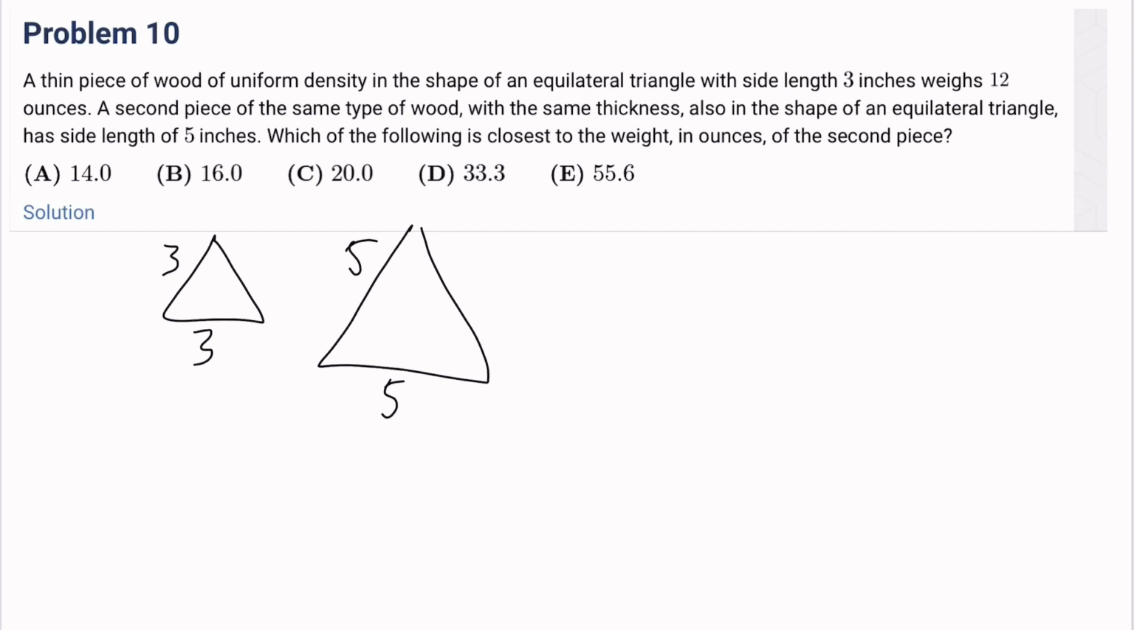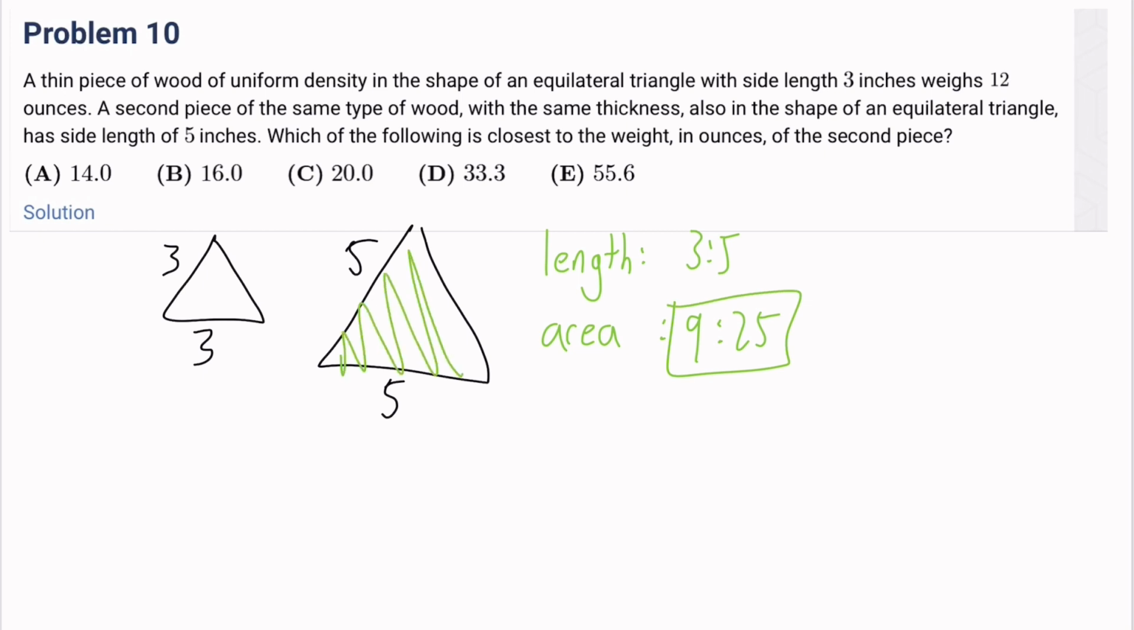So our length ratio is 3 to 5, and therefore our area ratio is squared, right? So 3 squared, which is 9, to 5 squared, which is 25. So this is our area ratio. And so the weight of the second piece will be 25 over 9 times the weight of the first piece.